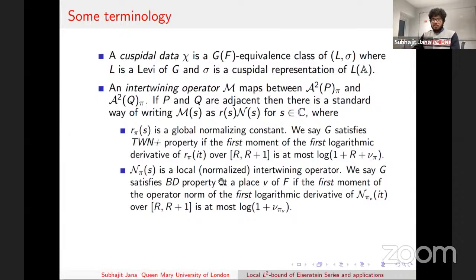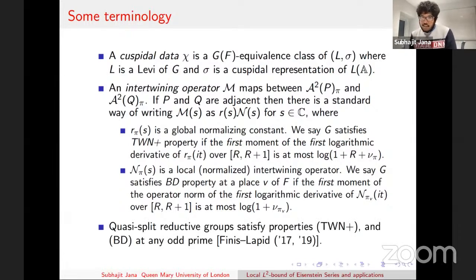So the local normalized intertwining operator should have the property that the first moment of the operator norm of the logarithmic derivative is bounded by log of the parameter at the corresponding local place, pi v. Then we say that G has the BD property. Again, this is defined by Finis, Lapid, and Muller.